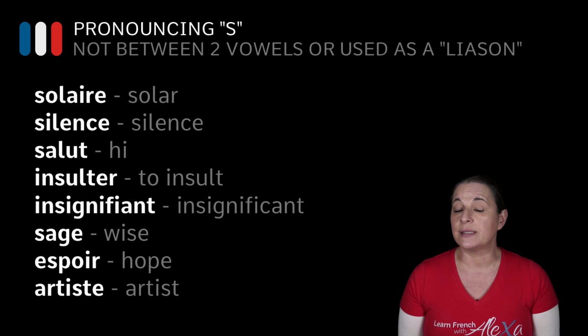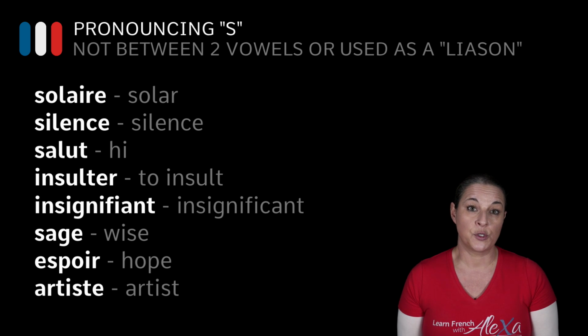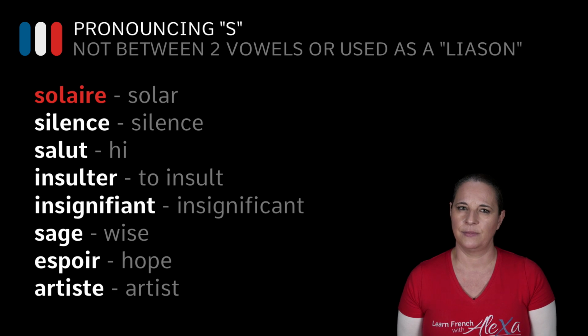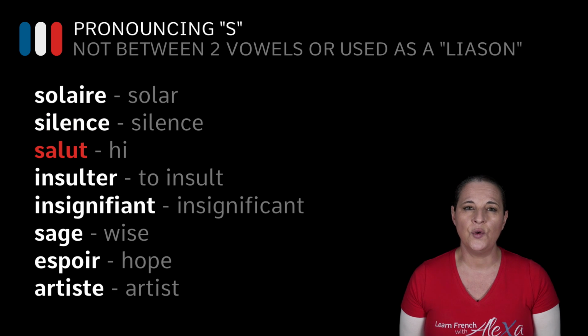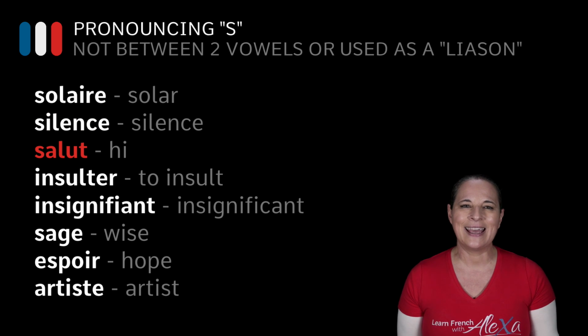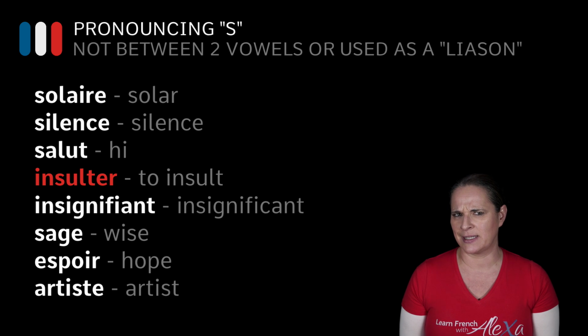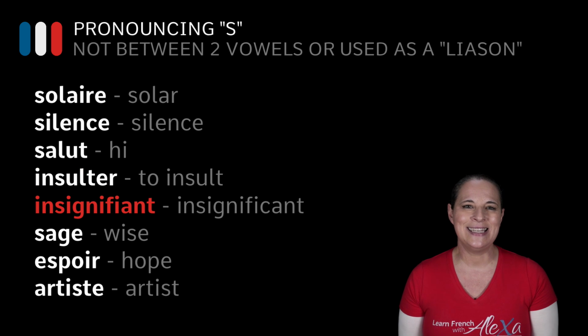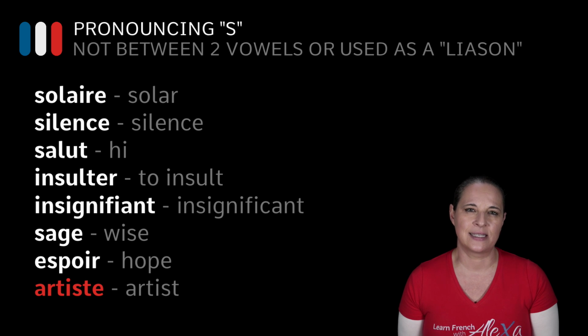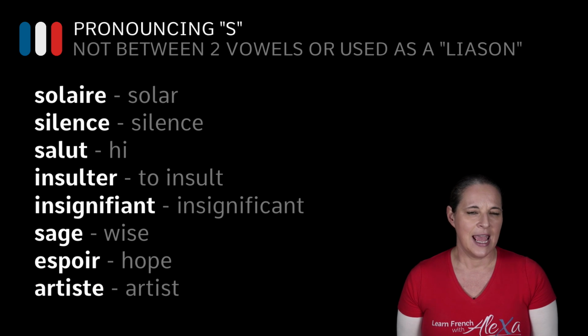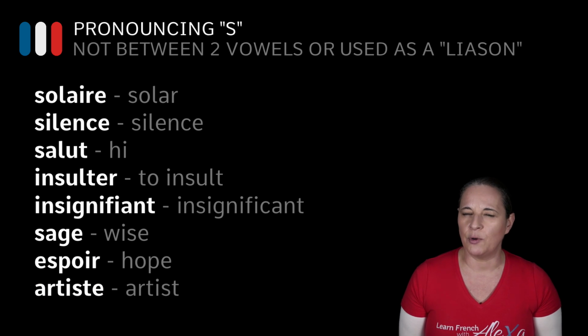Well, the sound is S, such as solaire, solar. Silence, silence. Salut, hi. Insulter, to insult. Insignifiant, insignificant. Sage, wise. Espoir, hope. Artiste, artist. Now, what happens when we have double S?